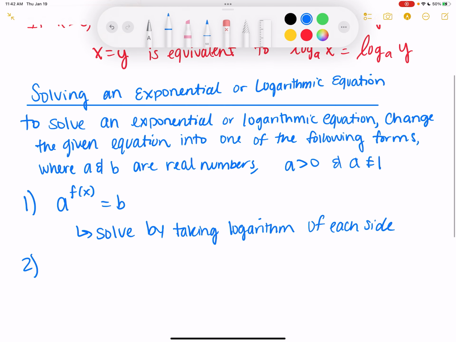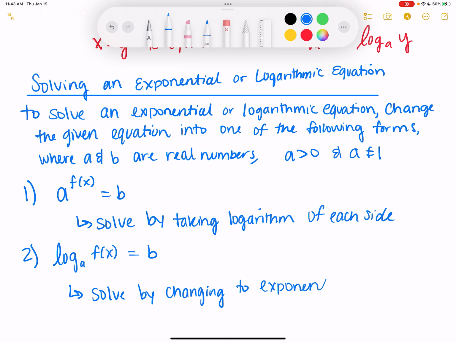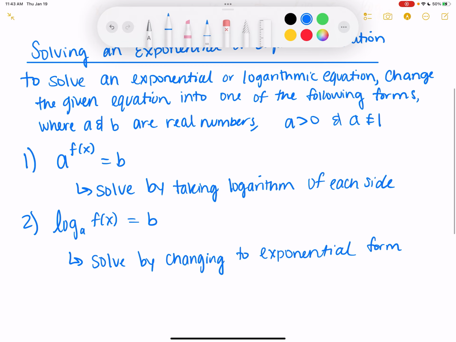Two, we have log base a of f of x is equal to b. Solve by changing to exponential form. A raised to the b is equal to f of x.